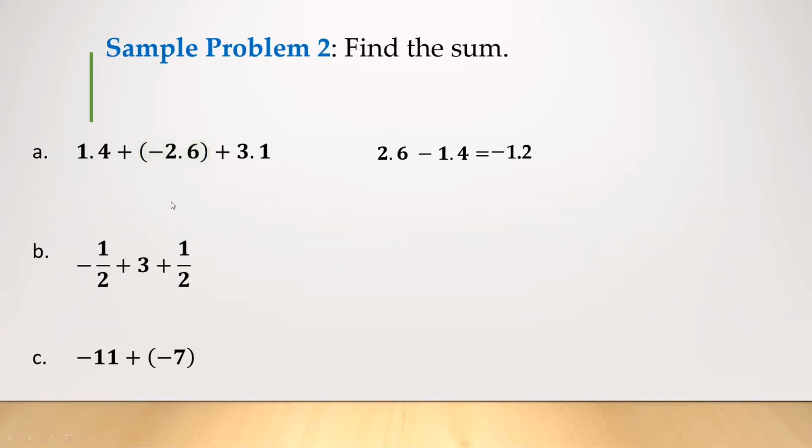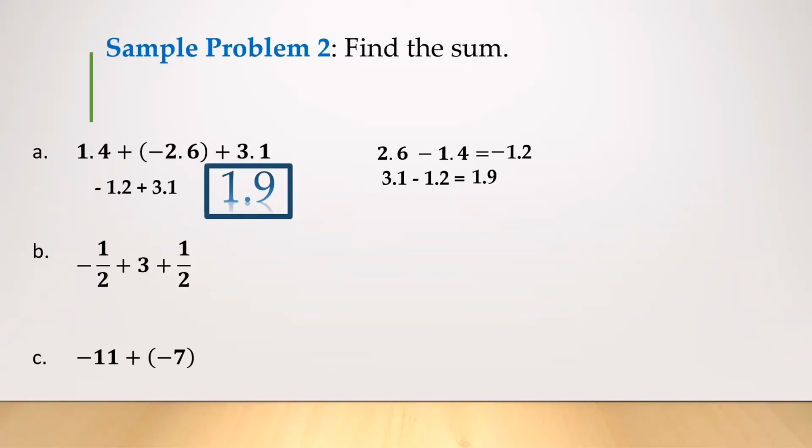Okay, so I now have negative 1.2 plus 3.1. Well, this is the same thing I just did. I have to take their absolute values and just subtract, so that I end up with 1.9. But I have to go back, which absolute value was bigger, and that would be the 3.1, and it was positive. So my final answer is a positive 1.9.